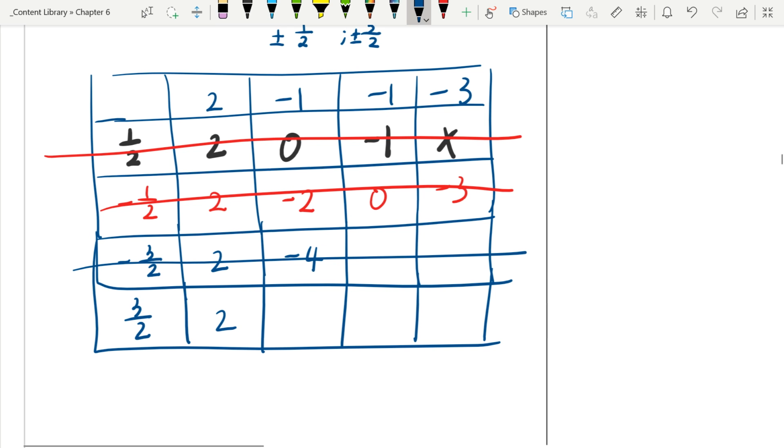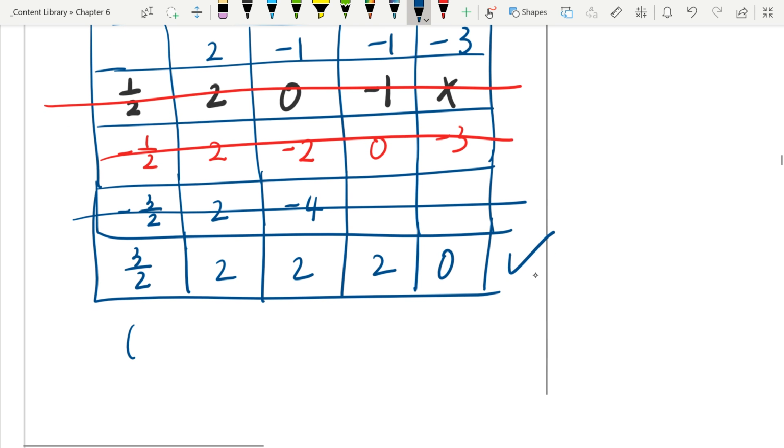So that's a 2. 3 times minus 1, that's a 2. 3, that's a 2. And that's a 0. This one works. Finally. So what's the factor? This one works, but what's the factor? No, the factor involves x minus that. Correct.